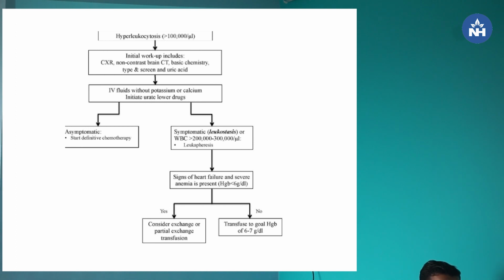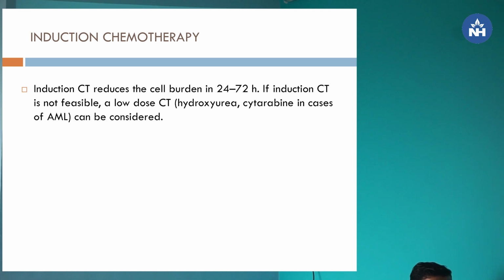If there are signs of heart failure and severe anemia is present, that is hemoglobin less than 6, we consider exchange or partial exchange transfusion. If there are no signs of heart failure and severe anemia is not present, we transfuse to keep the target of hemoglobin 6 to 7 gram per deciliter. Now induction chemotherapy. Induction chemotherapy reduces the cell burden in 24 to 72 hours. If induction chemotherapy is not feasible, low dose chemotherapy, hydroxyurea, cytarabine, in cases of AML can be considered.